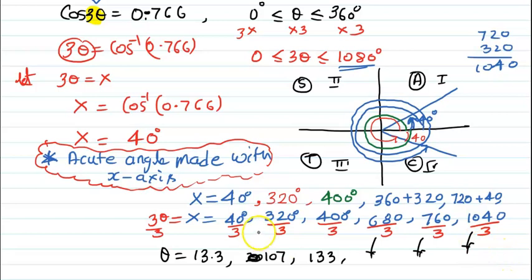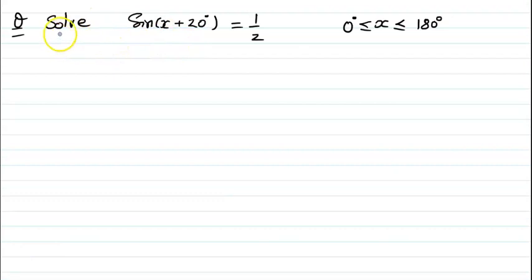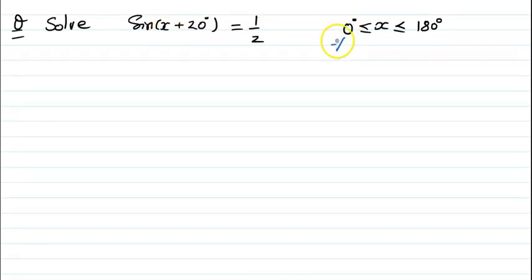Is that okay? Any questions, guys? Okay, here's another question. Solve sine of (x plus 20) equals half, and x is between 0 degrees and 180 degrees. So here it is x plus 20. If you put 0 in x plus 20, it is 0 plus 20, that is 20 degrees. And if you put 180, 180 plus 20 is 200. So our lower limit is 20 degrees and the upper limit is 200 degrees.